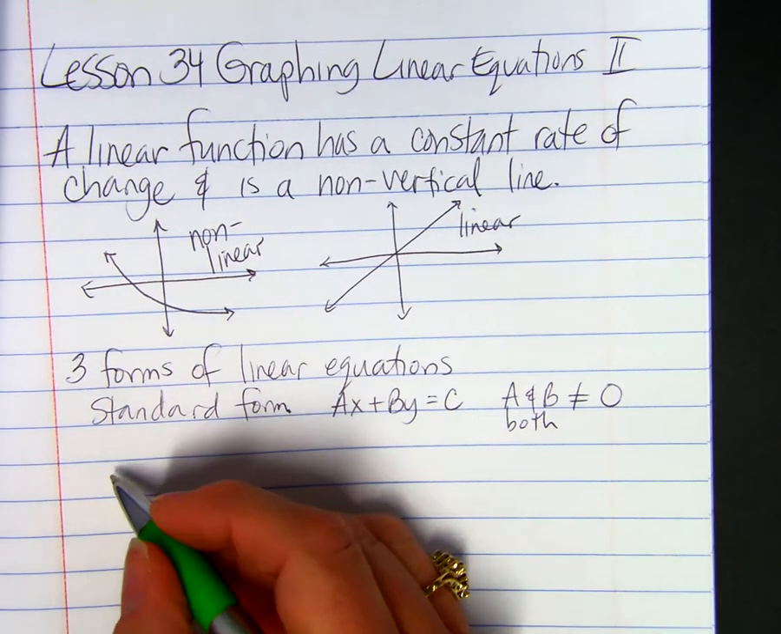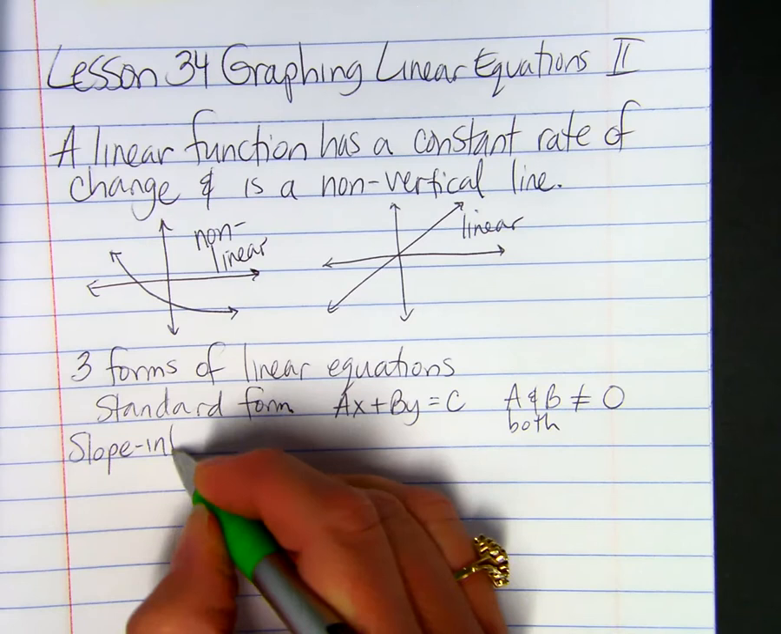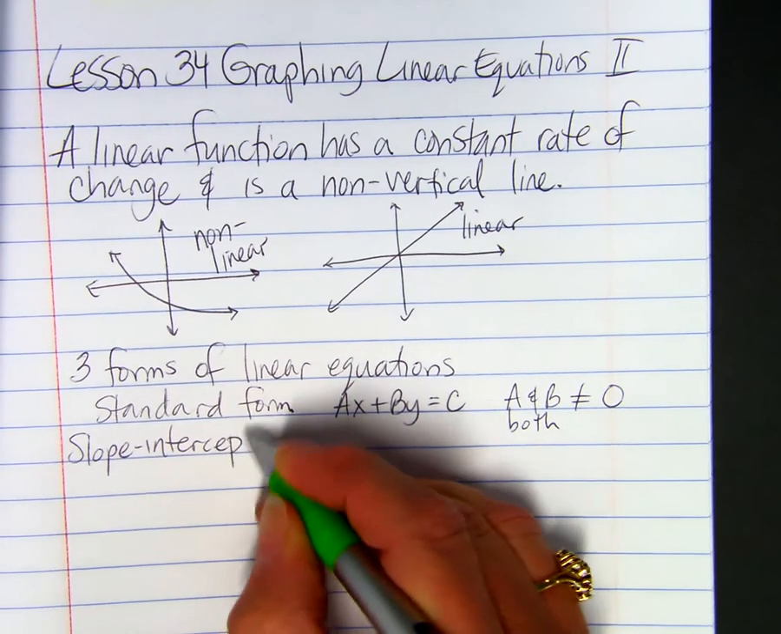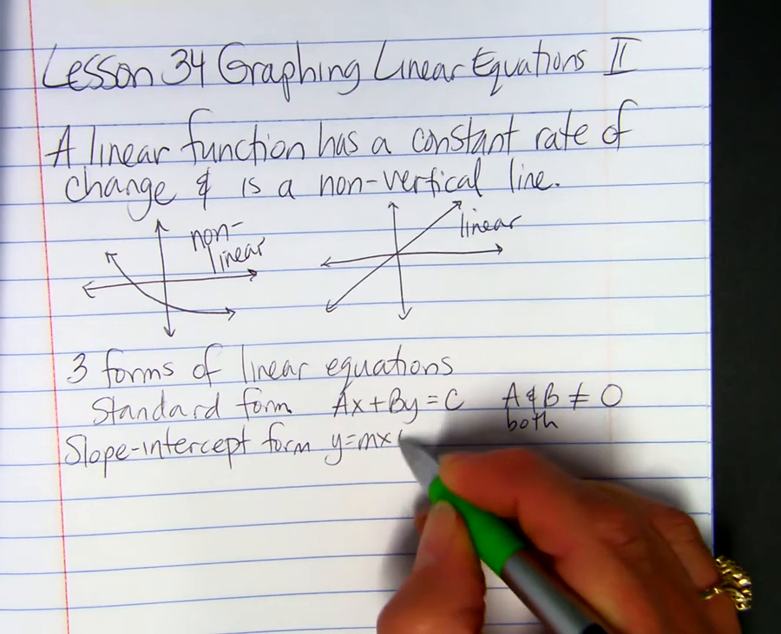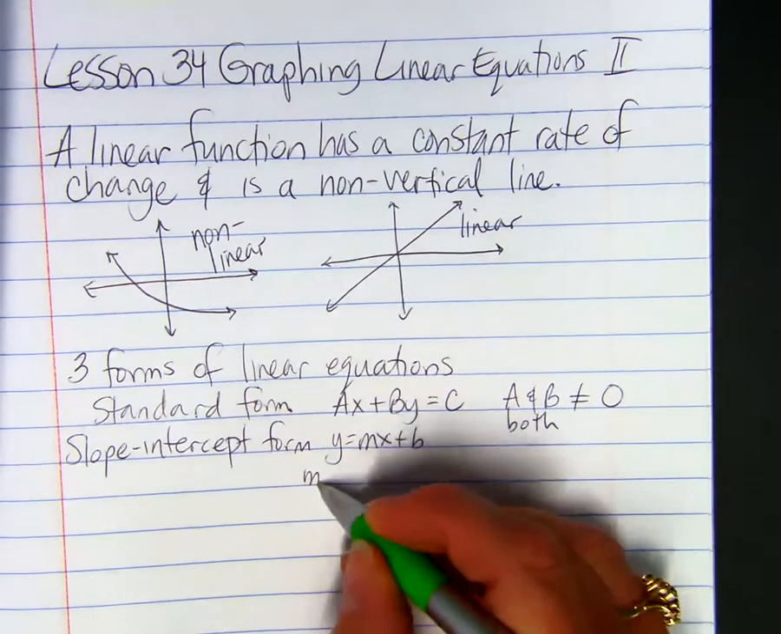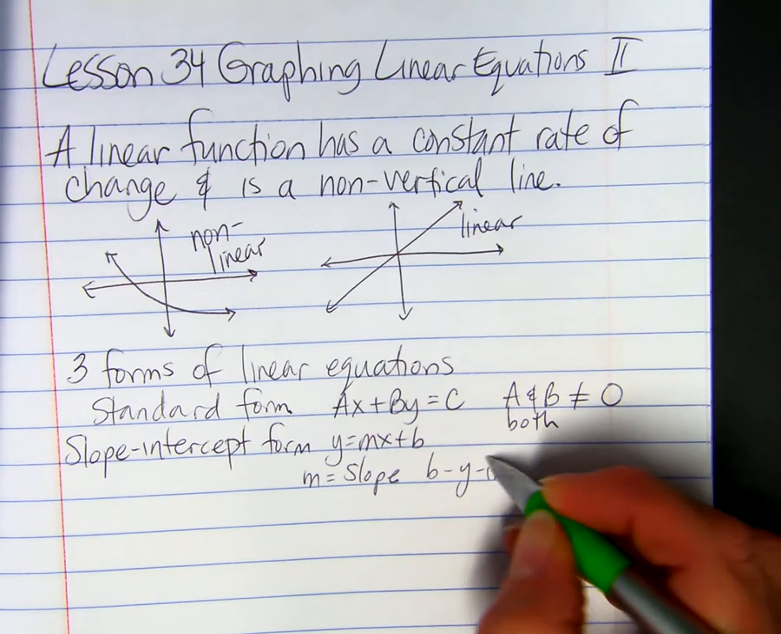Then we have the slope-intercept form, which is y equals mx plus b. M is the slope, and b is the y-intercept.